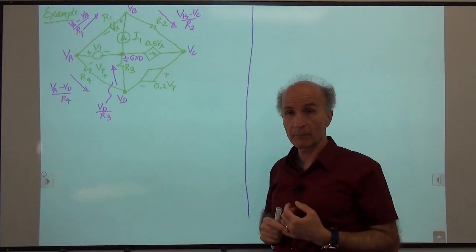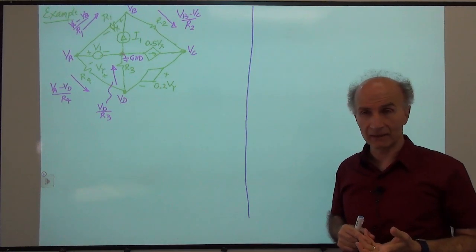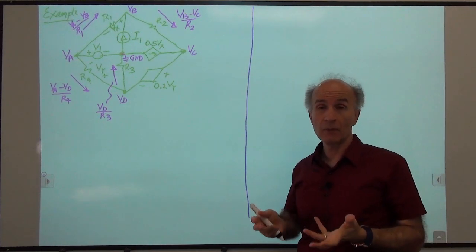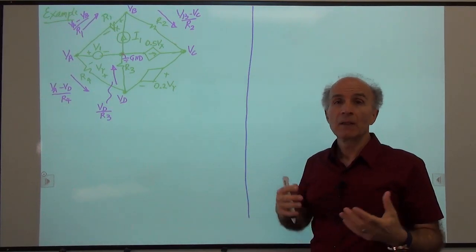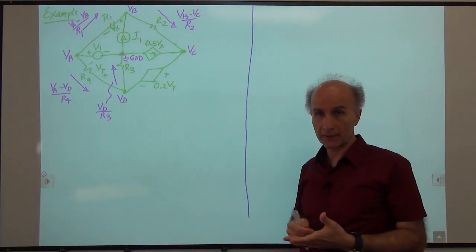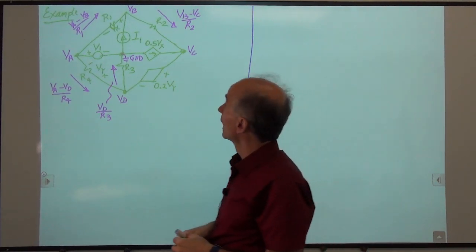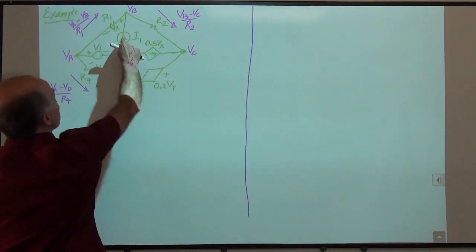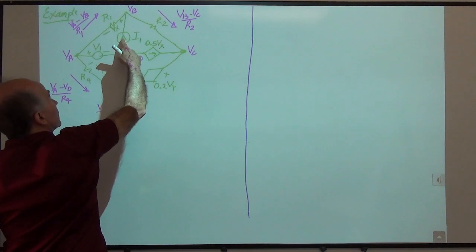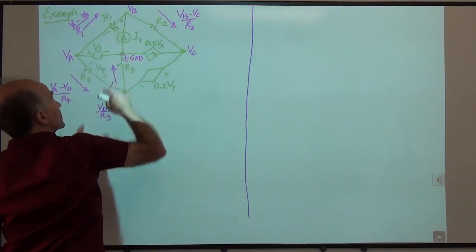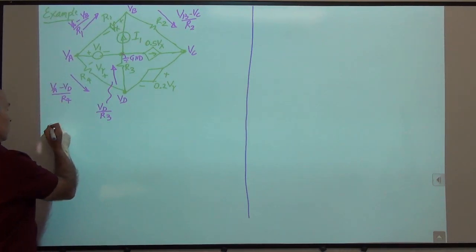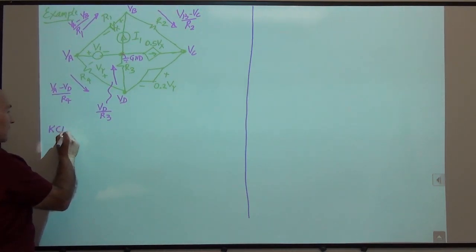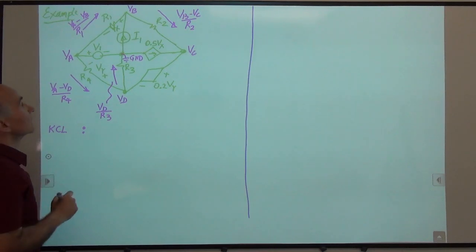Now we go to step number 4 and write KCLs. If there are some nodes that don't have any voltage sources attached to them, then the KCLs are pretty straightforward. Let's see if such a node exists. This node is a good node, right? We have a resistor, a current source, and a resistor. We don't have any voltage sources connected to that node. So I can write a KCL there. That's a regular KCL, right? So let's write a KCL here.